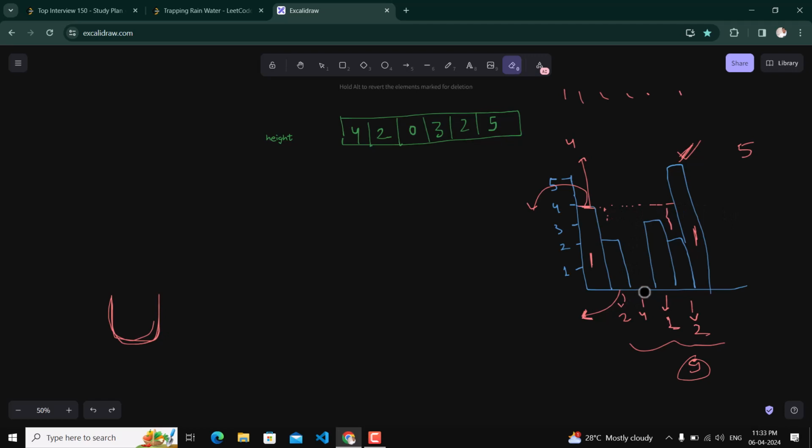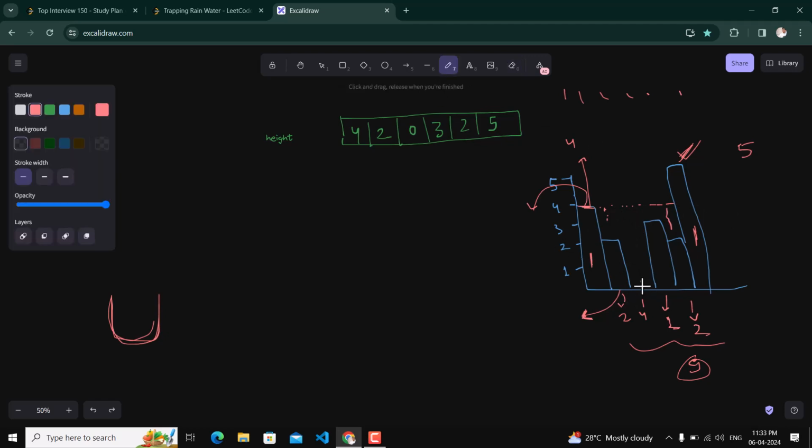So for this one, if we consider this index, we need to find the maximum height before it and the maximum height after it. The maximum height before it is 4 and the maximum height after it is 5. But as we have seen, we cannot use the maximum of these two, because if we have water beyond height 4, it will fall out of the container. So we have to choose the minimum of these two maximum heights. So 4 we have chosen.